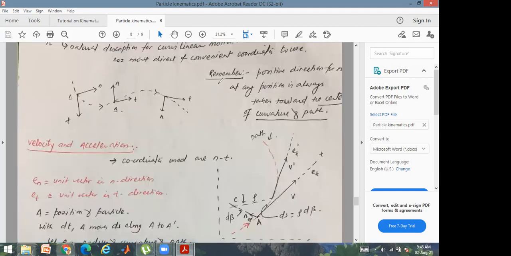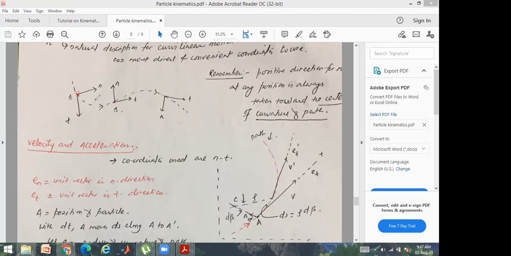In this particular case, what you need to remember is that the positive direction for n at any position is always taken towards the center of curvature of the path. Suppose at this position, what will be the positive direction of n? The positive direction of n is towards the center of the curvature of the path. Similarly, if I am at point B, again the normal will be taken towards the center of the curvature.